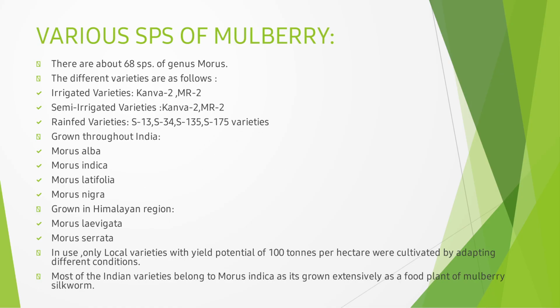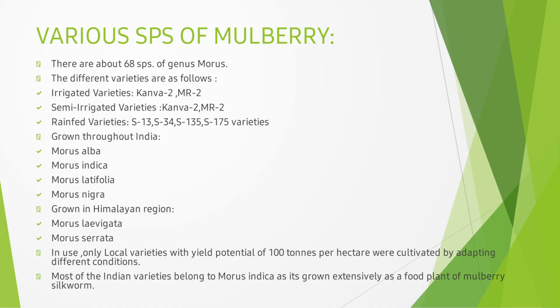Next, we'll talk about what are the various species of mulberry plant which are present and are being cultivated. Nearly there are about 68 species of genus Morus. The different varieties are as follows: irrigated varieties MR2, semi-irrigated varieties MR2, rain-fed varieties S13, S34, S135 and S175 varieties. The plant species which are grown throughout India include Morus alba, indica, latifolia, nigra, and in Himalayan region Morus laevigata, serrata.